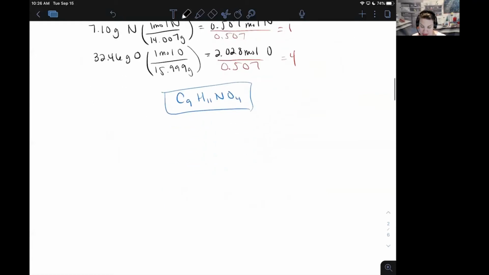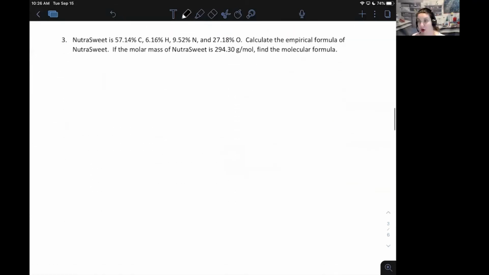Now let's take this idea and go from an empirical formula into a molecular formula. So once we know our empirical formula, if we know our molar mass, we can figure out what our molecular formula is. So first we have to figure out what our empirical formula is, and then using the mass of that empirical formula and the molar mass of the molecule, we can figure out what our molecular formula is. So let's take NutraSweet.